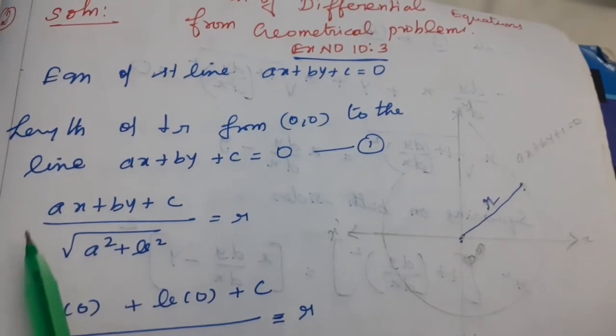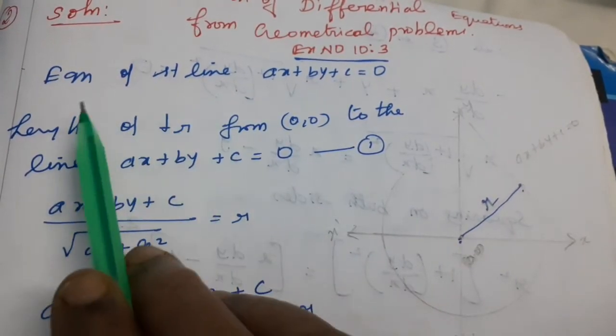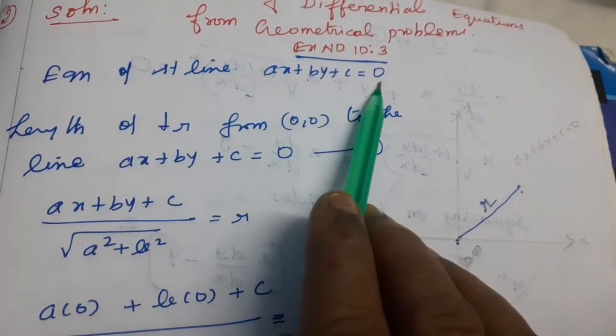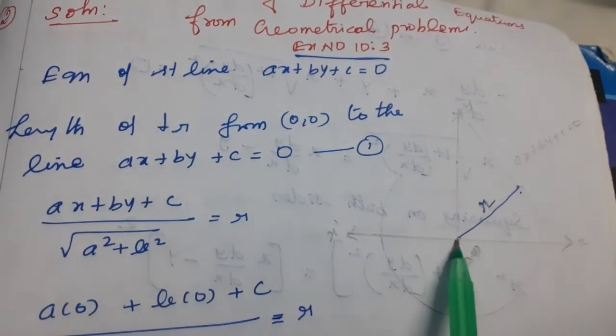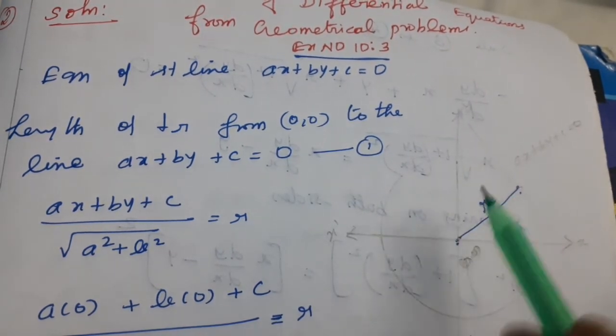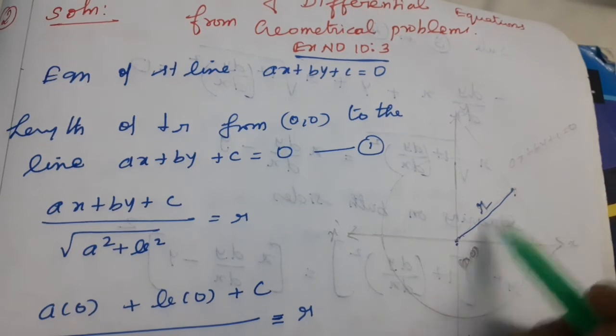You go through the book and see what the question is. The equation of the straight line ax plus by plus c equal to 0, and the length of the perpendicular from the origin. We draw the xy plane and a circle, so from the origin to the circumference is the radius.